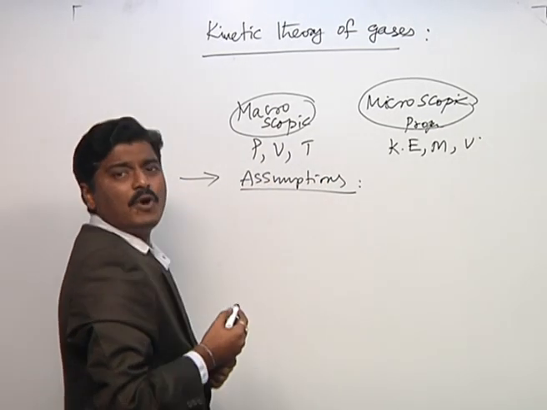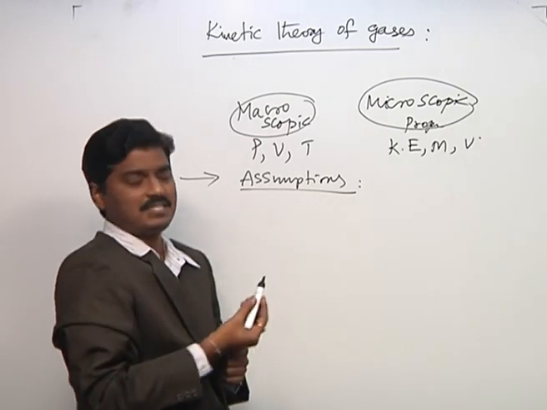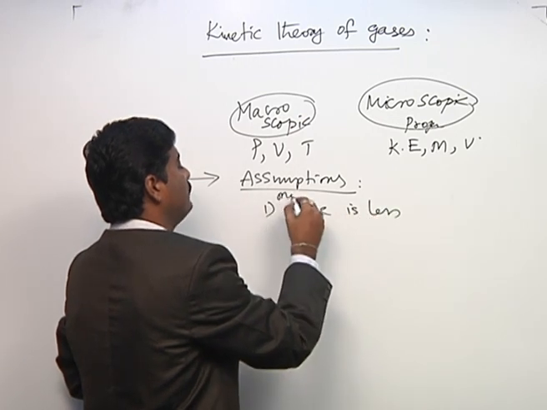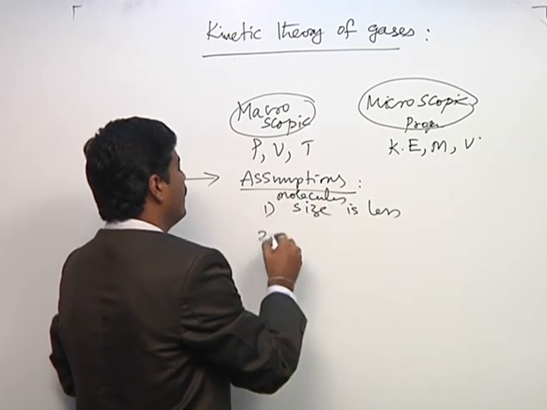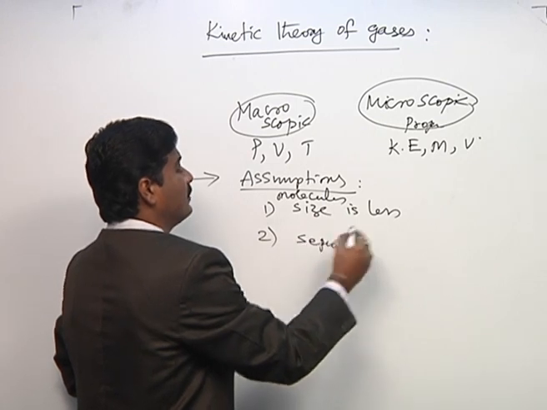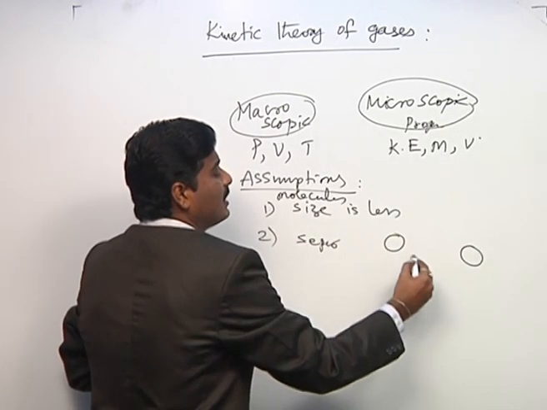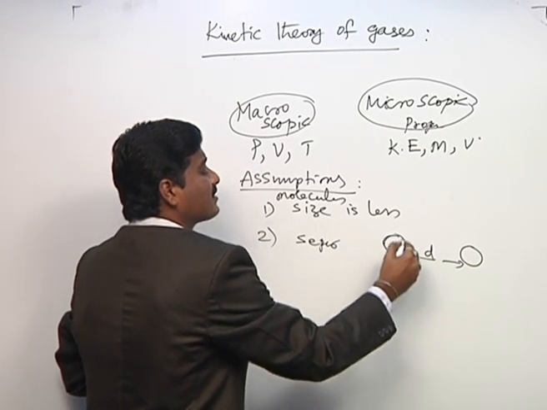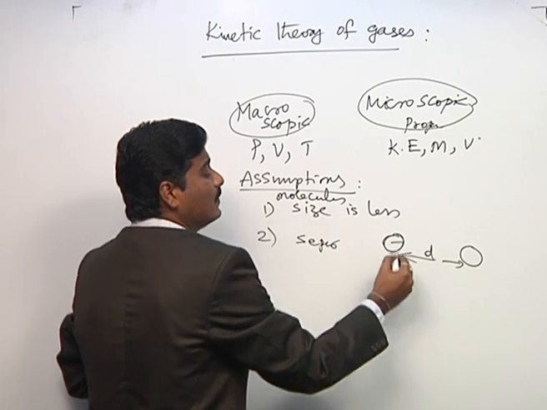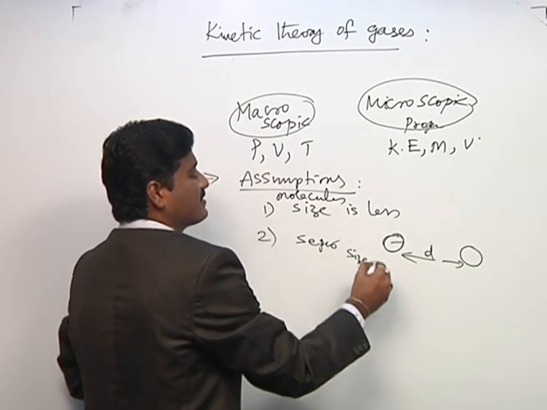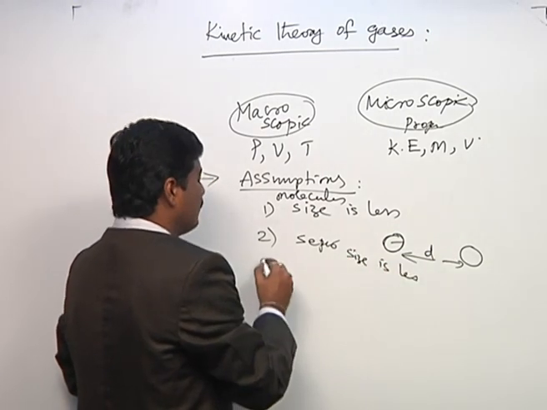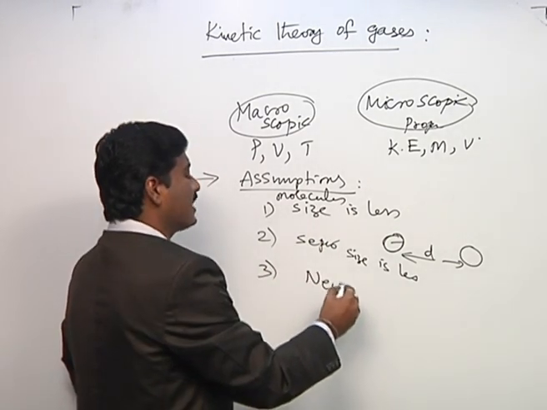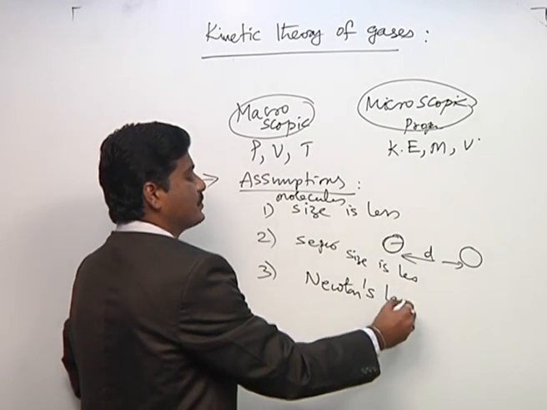First, the molecules are very small in size. Next, the separation between the molecules: suppose this is one molecule and this is another molecule, and let this separation be D. Compared to the separation between these two molecules, the size is very, very small. Third, these molecules obey Newton's laws of motion. In mechanics, we discuss Newton's laws of motion.